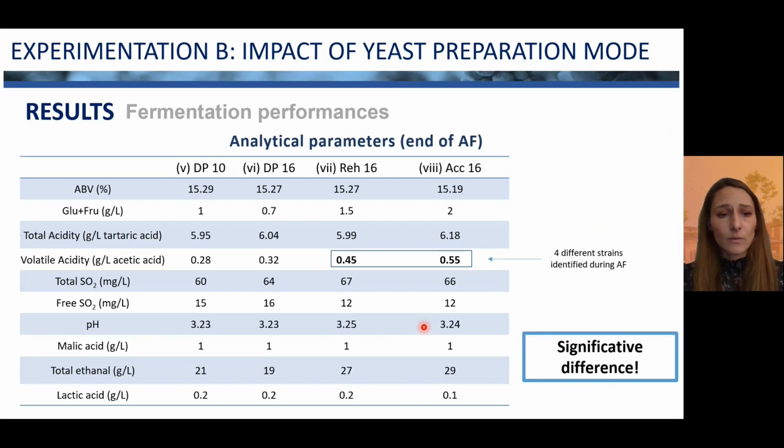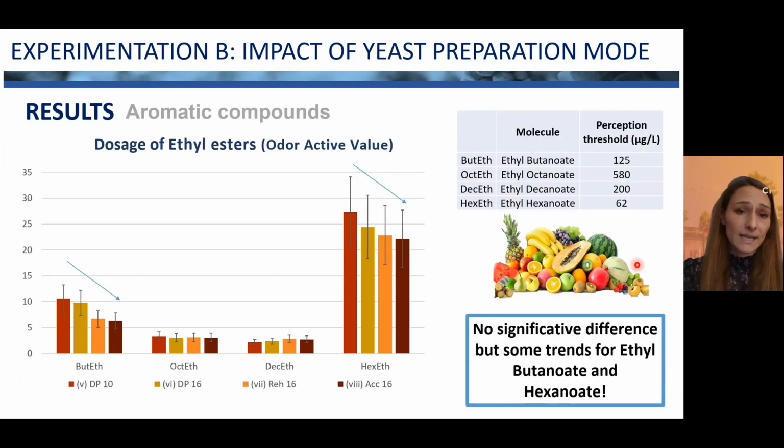The main one I want to discuss here is the volatile acidity that you can see in the scenarios where we had direct pitch and we had really good implantation of the HDA 54. We see lower volatile acidity than the rehydration and acclimatization, where we had 4 different native strains overall identified that could explain a higher level of volatile acidity. So some significant differences.